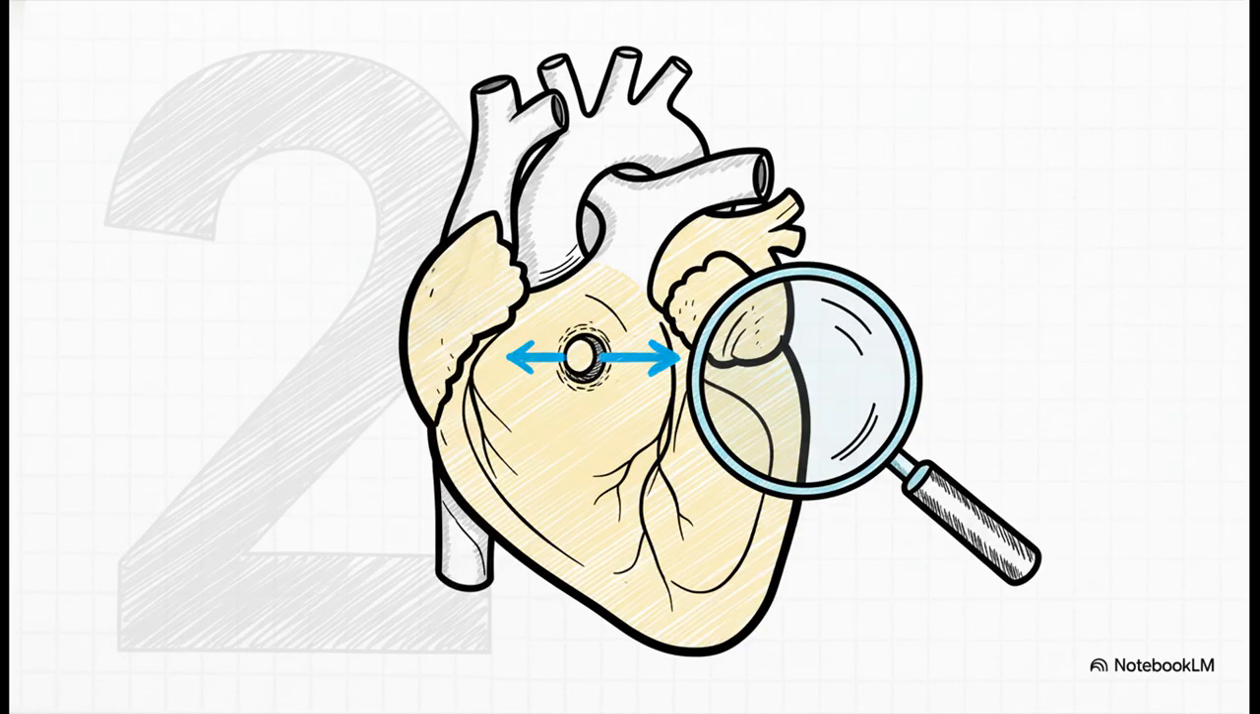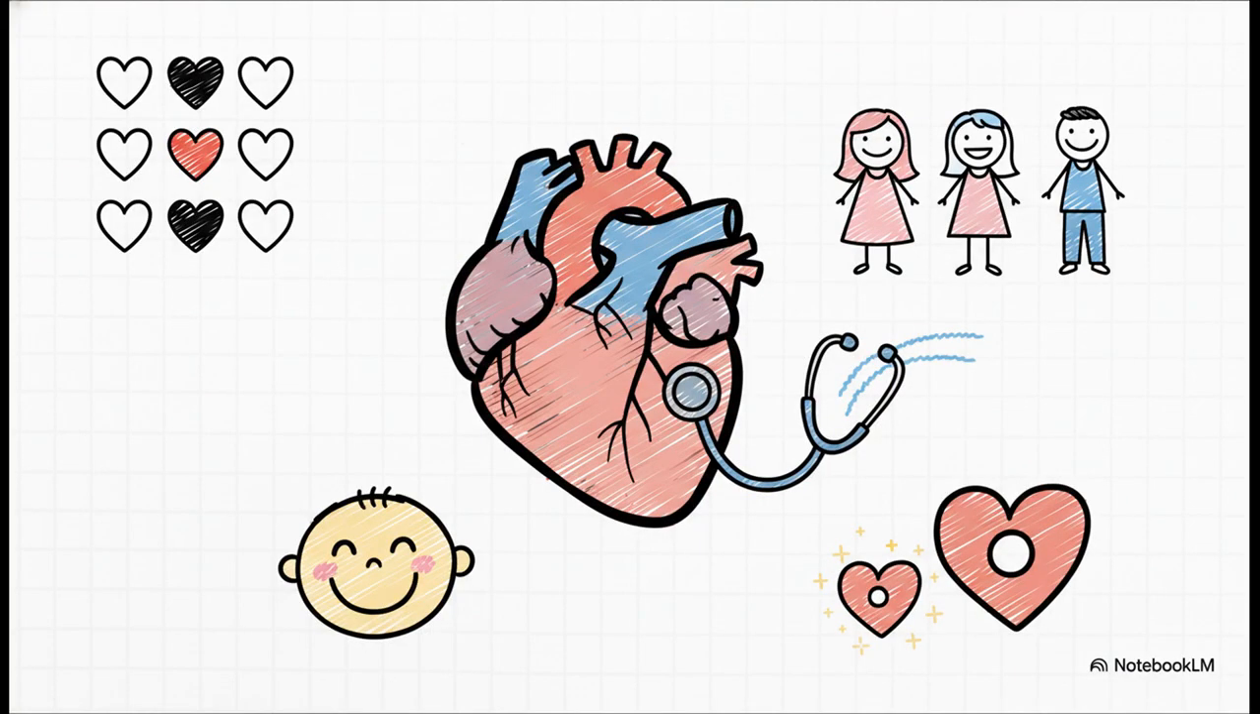The second most common type of hole in the heart is the atrial septal defect, or ASD, and, as you might guess from the name, this is a hole in the wall between the two top chambers, the atria. So ASDs make up about 10% of all congenital heart defects, and for some reason, they're much more common in girls. The really interesting thing is that most children with an ASD have absolutely no symptoms.